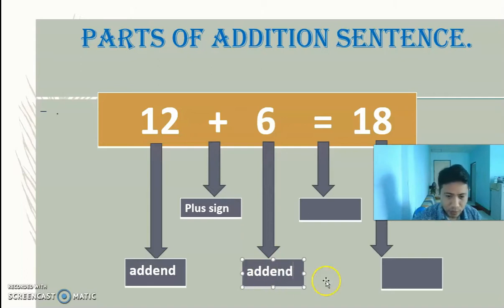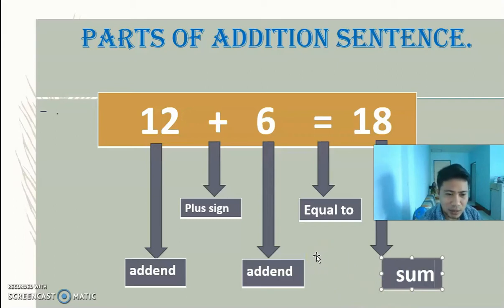But be careful with your spelling. A-D-D-E-N-D, spelled as addend. And this one is an equal to. And here, 18, which is the answer, of course, is sum. So that's how simple the parts of addition sentence are.